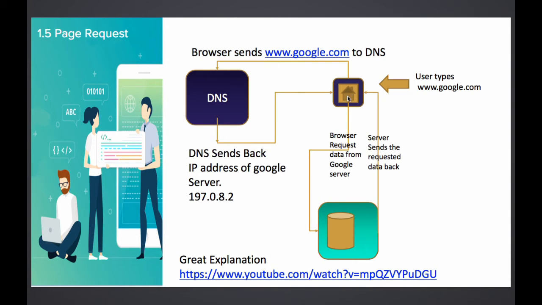The browser then requests data on that IP address to the Google server. The Google server accepts this request and sends the data back to the browser. The browser renders the final HTML page and shows us the output.